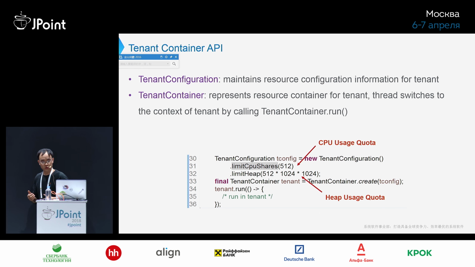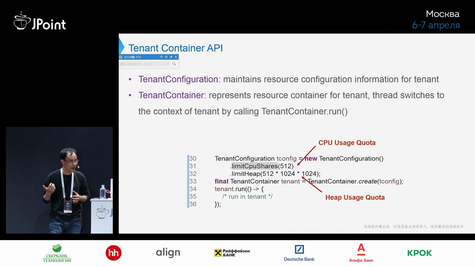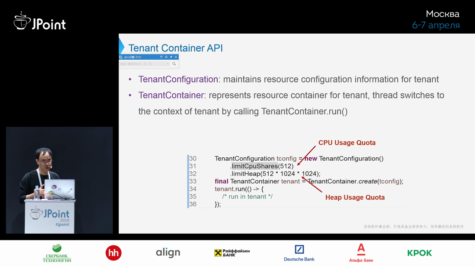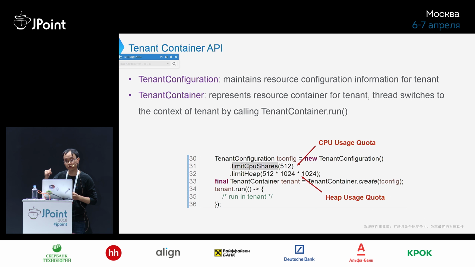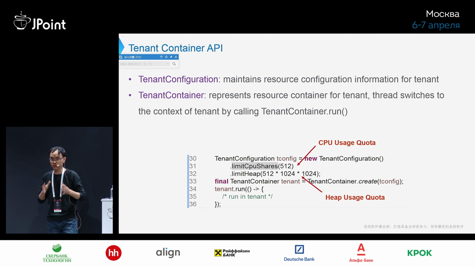Let's take a close look at the tenant container API. What does it look like? We have a tenant configuration class, which is used to maintain resource consumption information for a tenant. And we also have a tenant container class, which is used to represent the resource container for a tenant. Look at this code example. You create one tenant, and then you specify how much CPU time and how much memory can be used by this tenant.